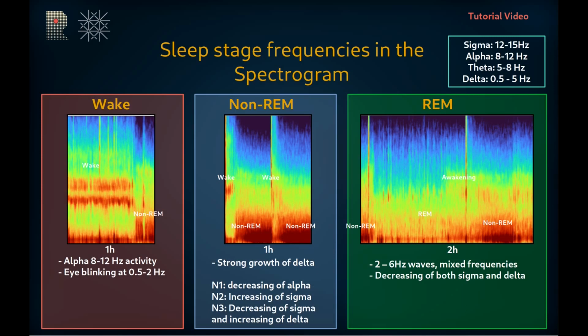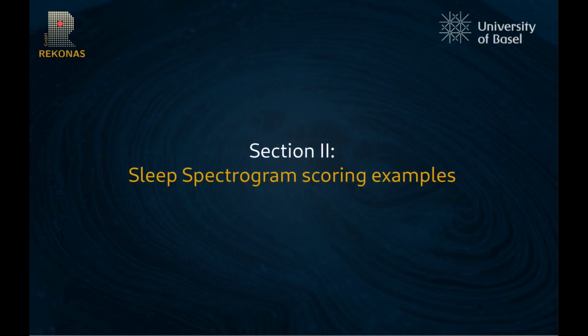This is a summary of what we have discussed so far. It is recommendable to use these motifs to identify the different stages in a full night spectrogram. When performing the experiment, you can use this cheat sheet as guidance to classify the spectrogram. Section 2.